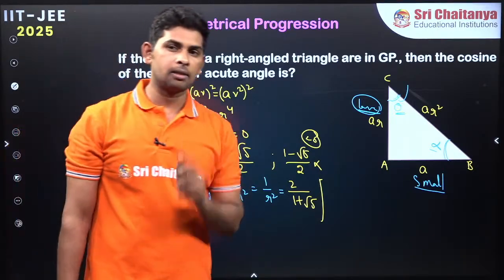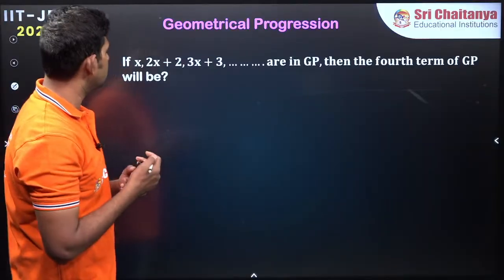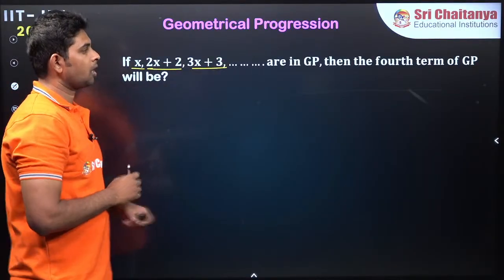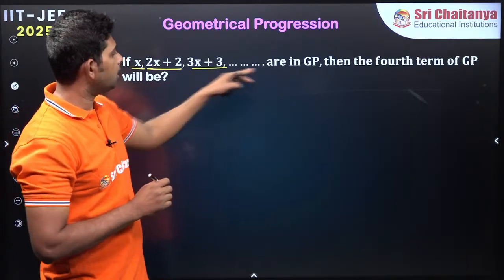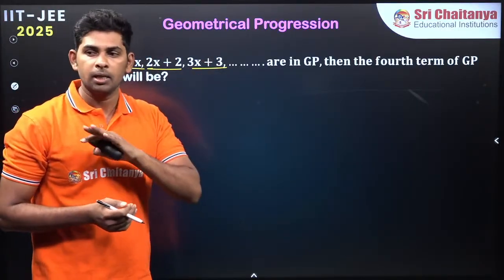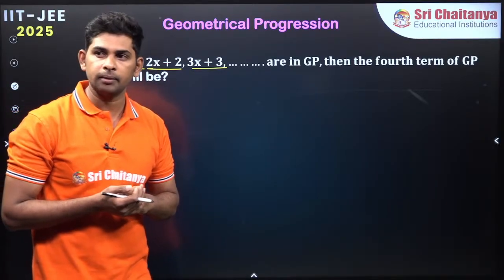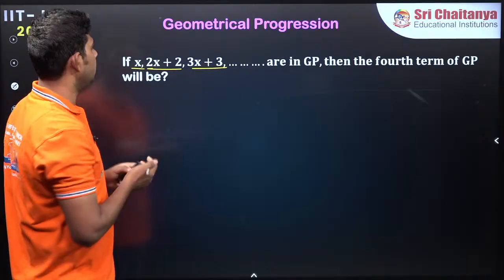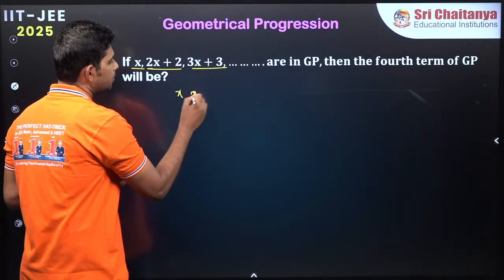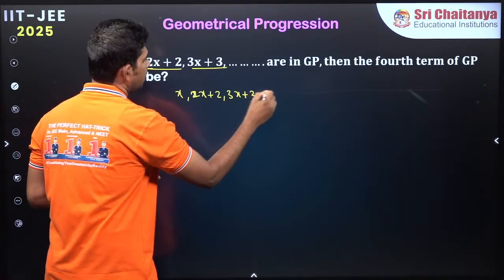Now let us solve one more problem, this is the last one. You can see there are 3 terms of GP and they are continuous terms also, but those 3 terms are not specified. So to get the value of x here, I am going to simplify by taking x, 2x plus 2, 3x plus 3 are in GP.